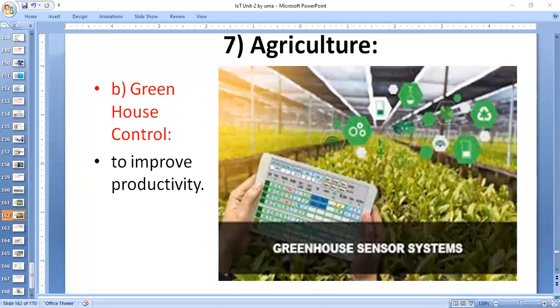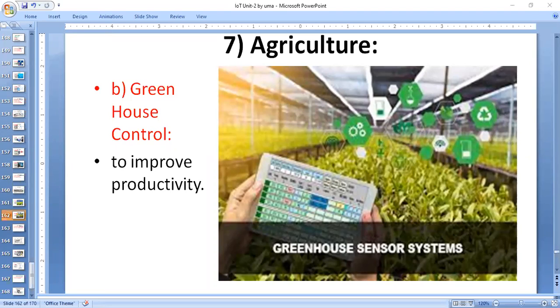Here, the temperature, humidity, soil moisture, light and carbon dioxide levels are monitored using sensors. And then you also identify some conditions are controlled automatically using some of the actuation devices. IoT systems play an important role in greenhouse control and help in improving productivity. The data collected from various sensors is stored on a central server.